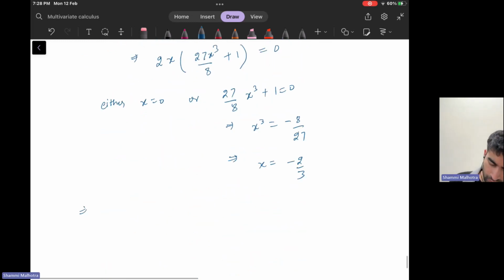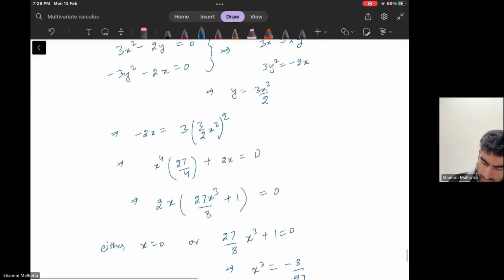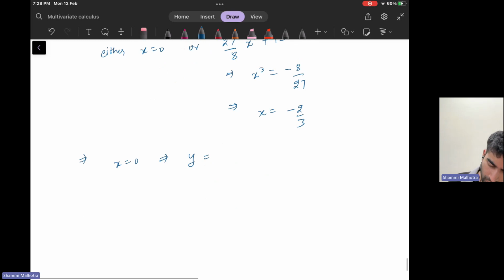So this will imply what would be the value of y. If x is 0, this will imply y is given as 3x squared by 2, right? So this is 0. So we have 0, 0 is a critical point. And then what do we have here?